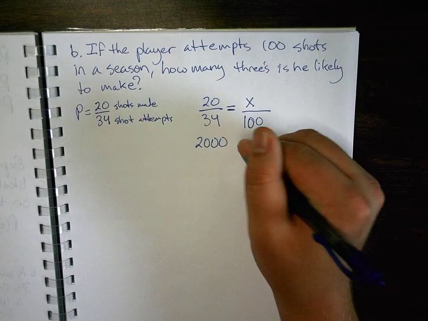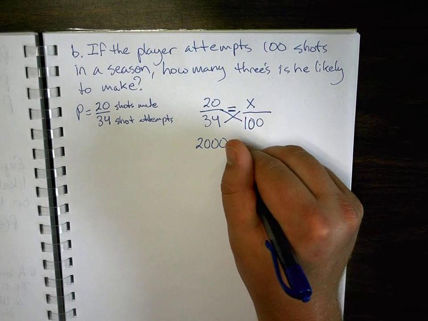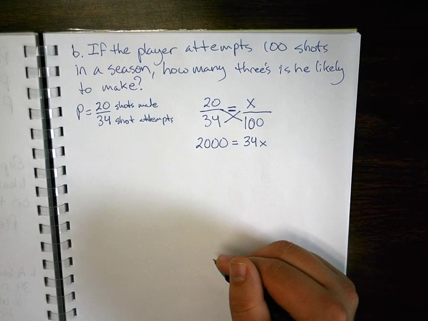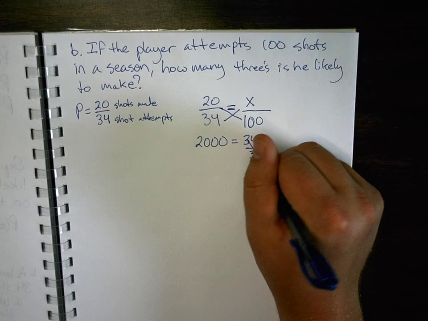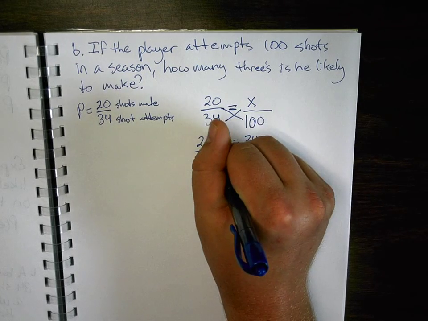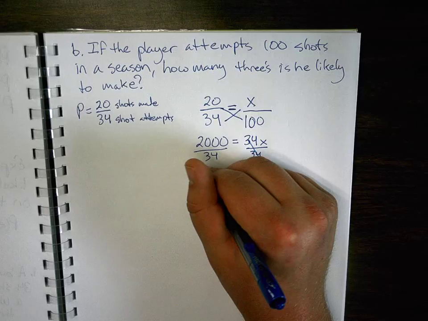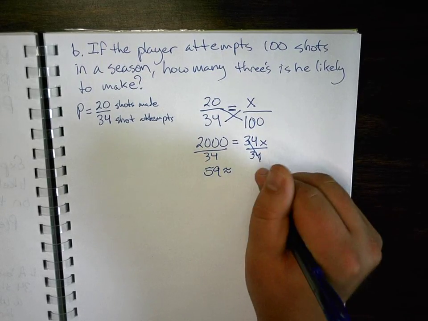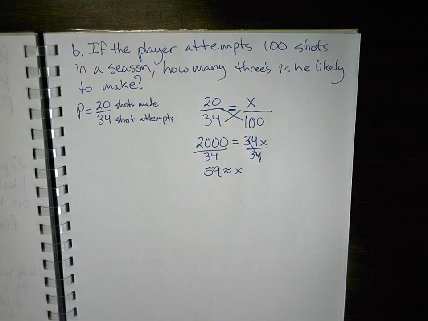So we'll cross multiply, get 2,000 equals 34x. Divide 34 over. You plug that into your calculator. And x would be approximately, if you round to the nearest shot, approximately 59. All right, so in a season where he attempts 100 shots, he's going to make roughly 59.